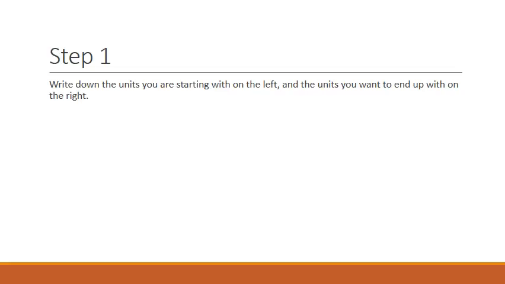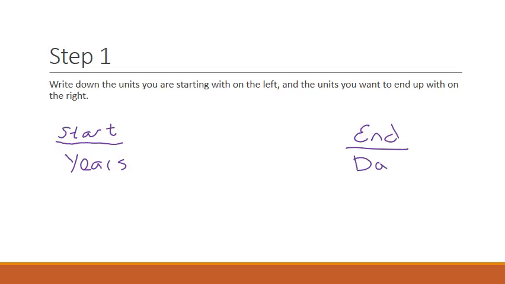So, doing unit conversions the right way. Step 1, write down the units you're starting with on the left and the units you want to end up with on the right. So this is how this looks. Start on the left, and I'm starting with years because that's the thing that the problem gives you. And I want to end with the same amount of time, but represented in days instead of in years.